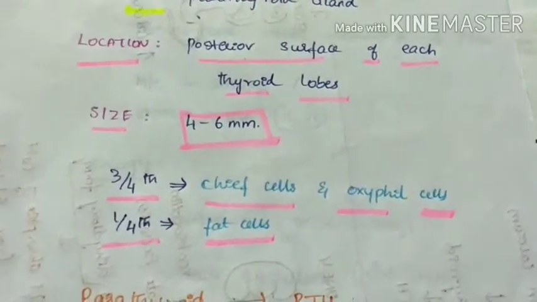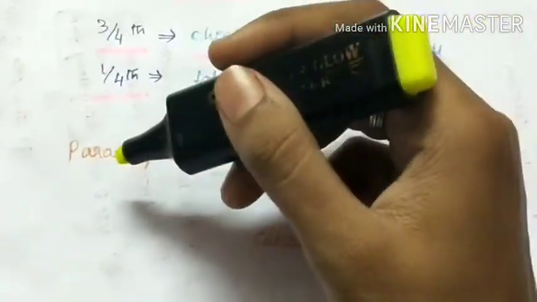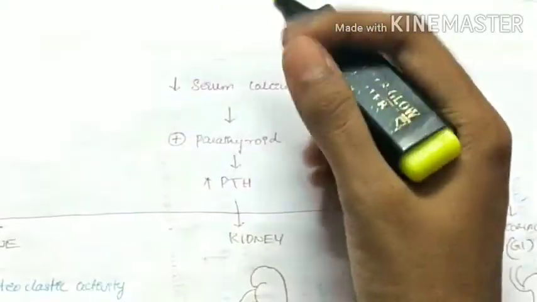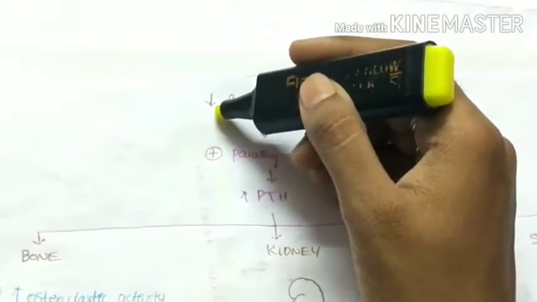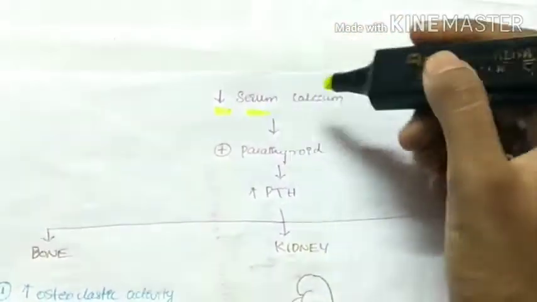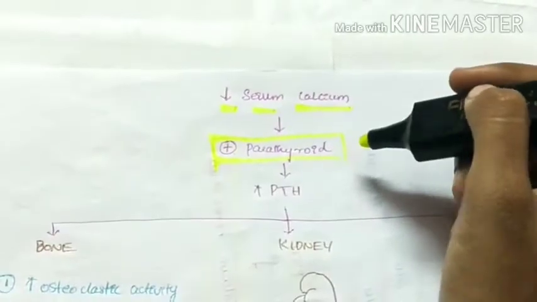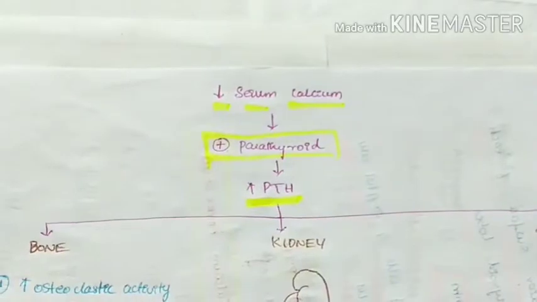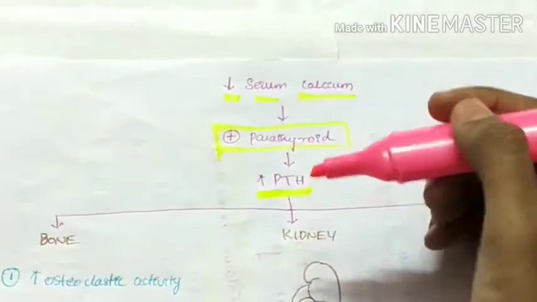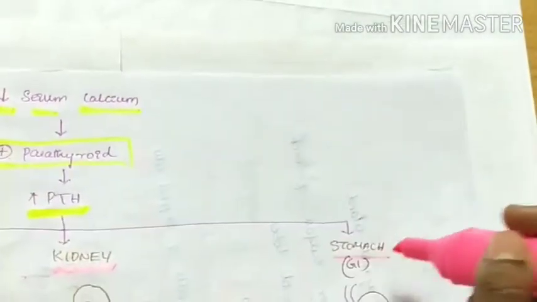The function of parathyroid hormone secreted by parathyroid gland is to regulate the calcium homeostasis. Whenever there is decreased serum calcium levels, it stimulates the parathyroid gland, and the parathyroid gland releases increased levels of parathormone. It has action on 3 organs. First is bone, then on kidney and on the stomach.